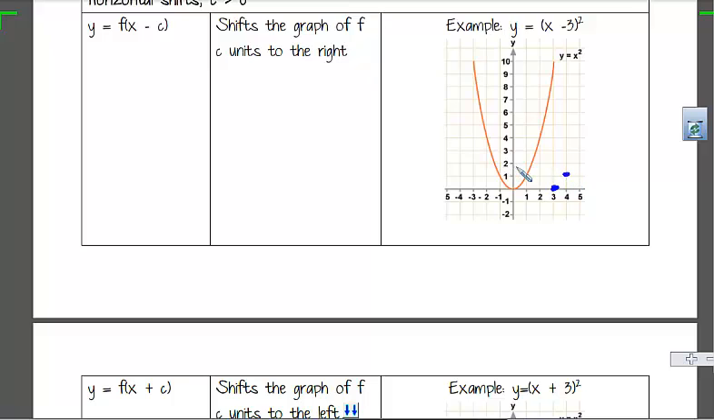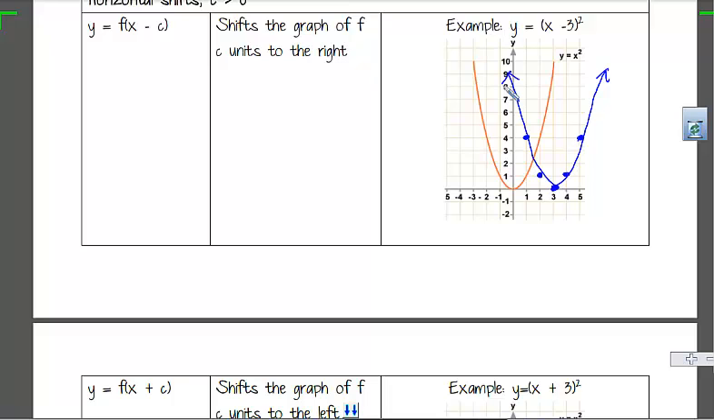Okay, let's see what else. 2, 4 is a key point, so 1, 2, 3. Here's another point. We're going to shift them 1, 2, 3. Okay, so that's the graph of y equals x minus 3 squared. Okay, questions about that?